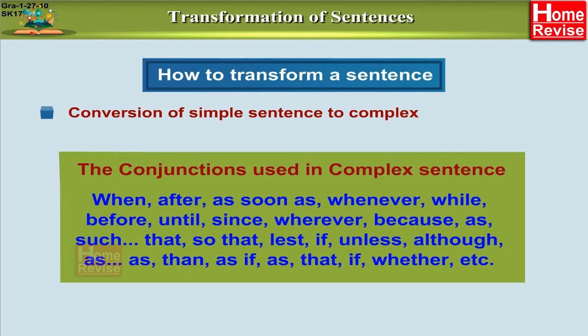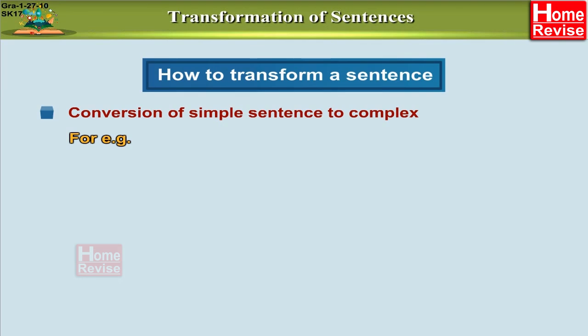They are when, after, as soon as, whenever, while, before, until, since, wherever, because, as, such that, so that, lest, if, unless, although, as, than, as if, as, that, if, whether, etc. These are some of the conjunctions which are used to introduce a subordinate clause. Let's take one more example.